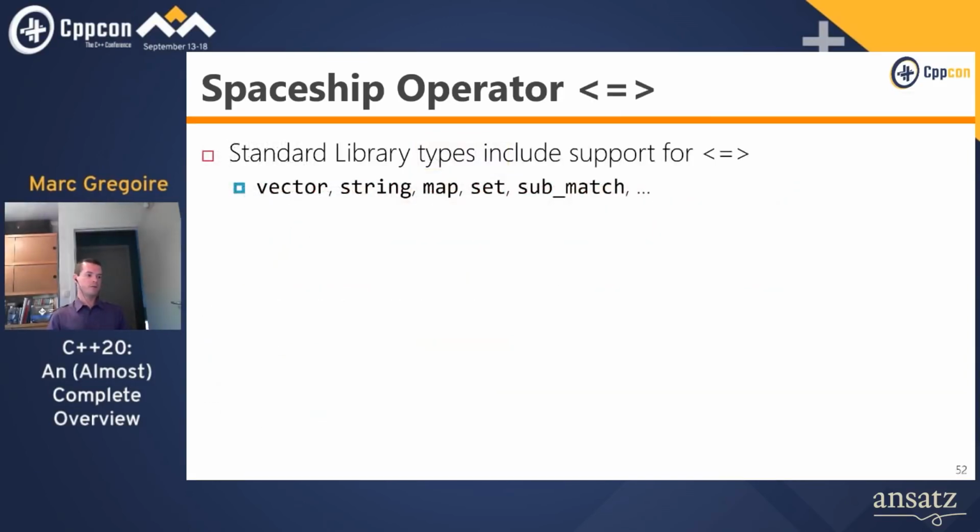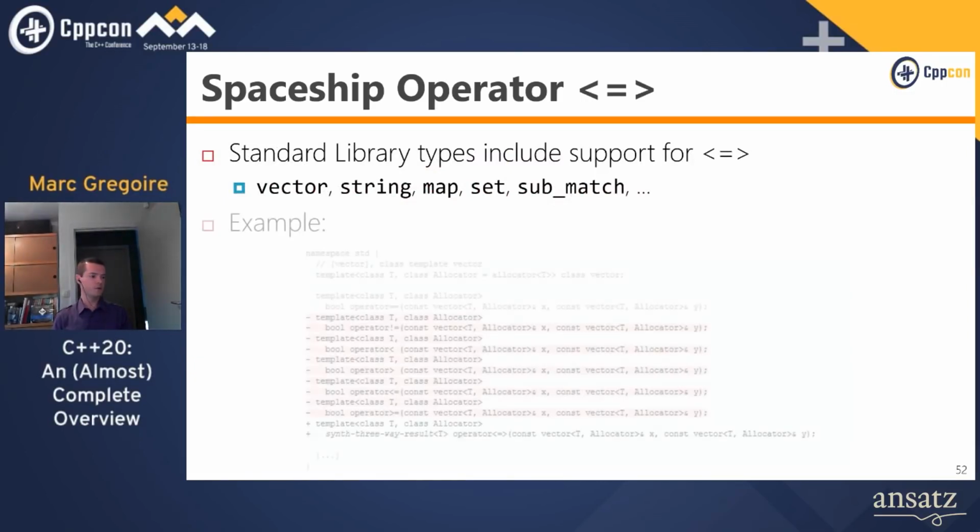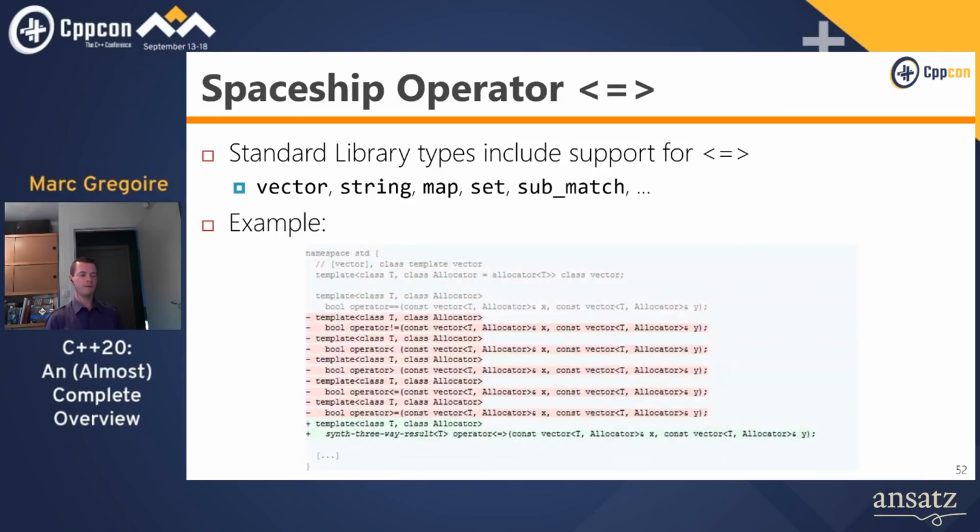The standard library has full support for the spaceship operator, so all the classes like map, set, vector, string, all of them support the spaceship operator. And actually, if you look at the diff of the standard document itself, I'm looking here at the vector class, you can see that operator spaceship has been added, but it's not defaulted, so that means we need to keep operator equal, but all 5 other operators have simply been removed.